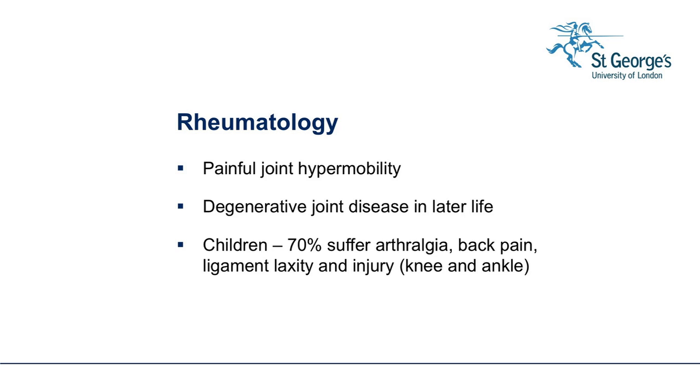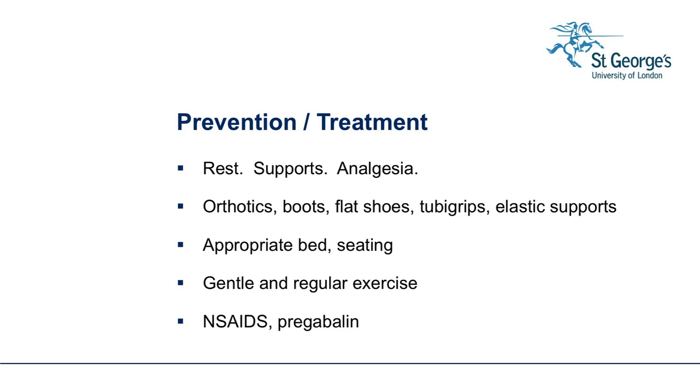Of the children with Marfan syndrome, 70% suffer joint pain, back pain, ligament laxity, and injury, and they must be believed by their parents and their teachers when they say they can't do any more. Well, how do we prevent joint problems? We've spoken about rest, supports, and analgesia.